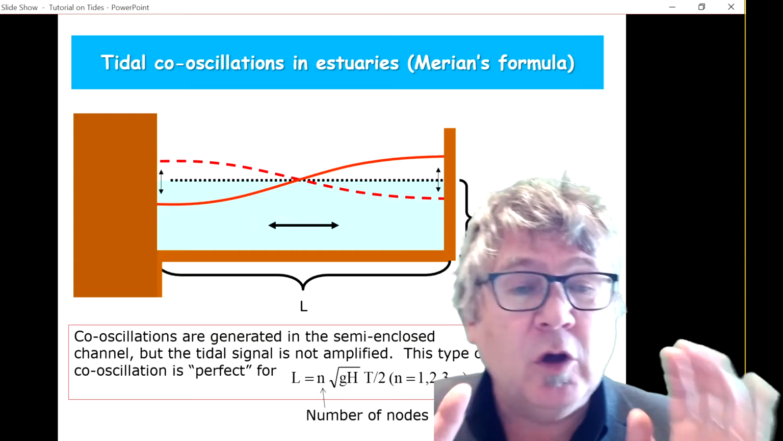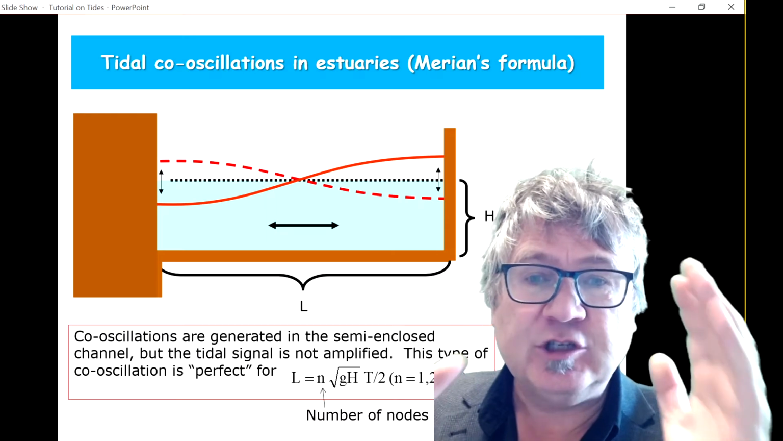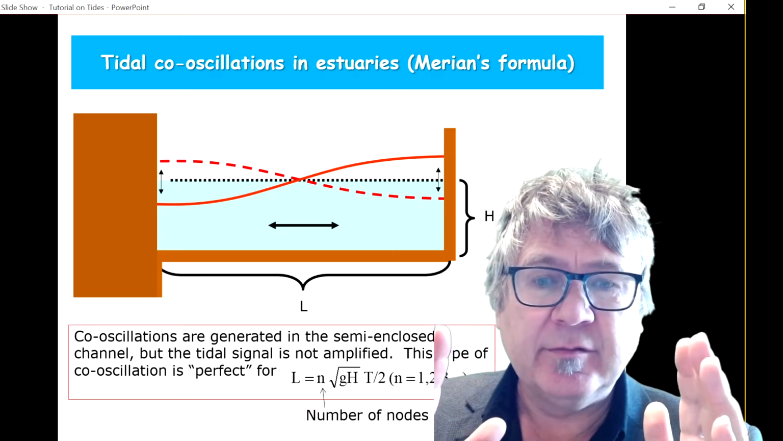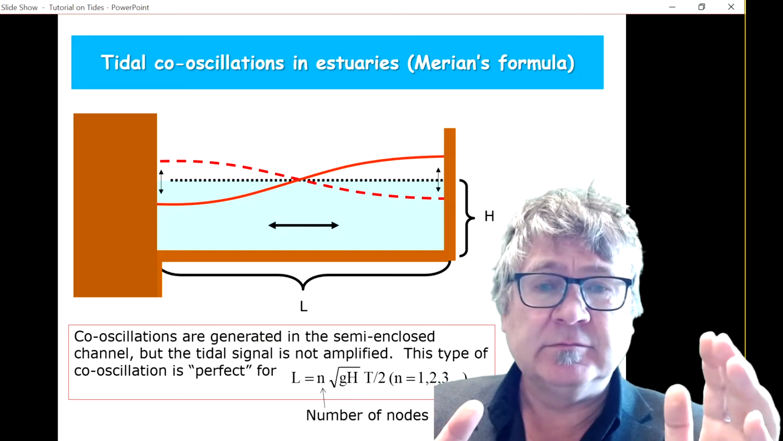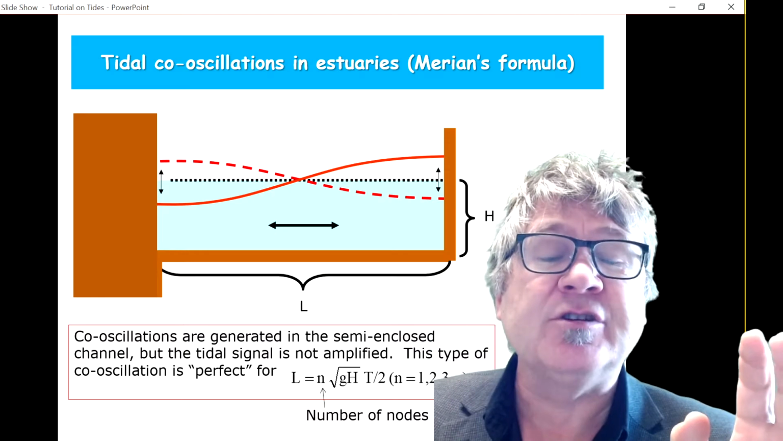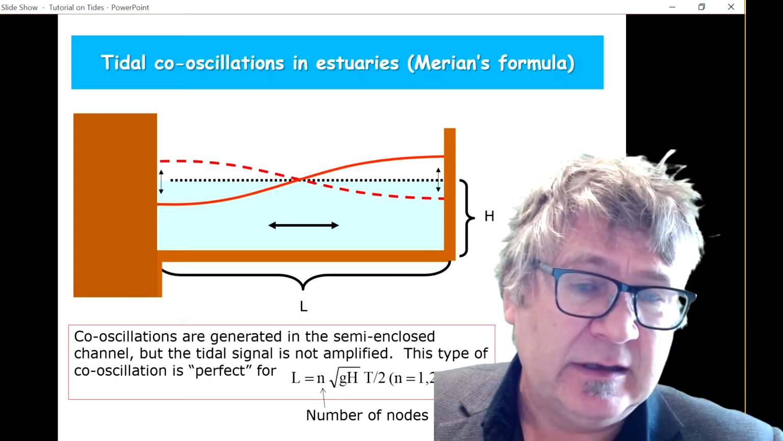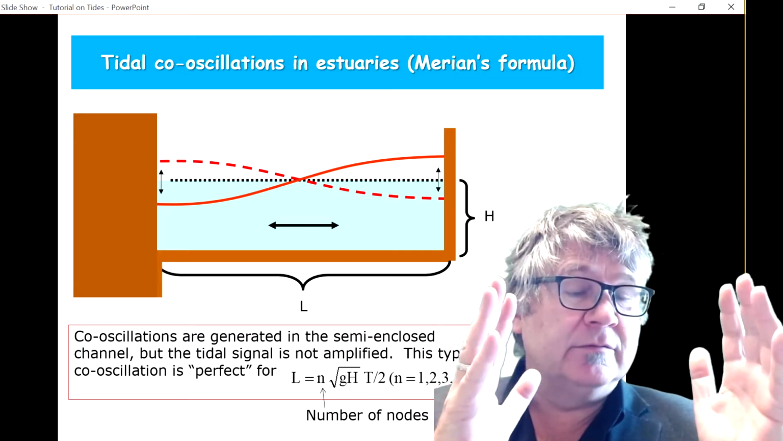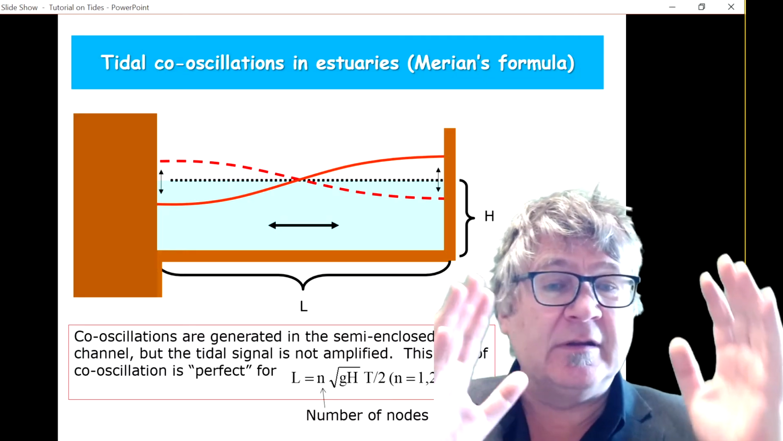So what we do is we look at a closed basin first. Just a closed basin, where the fluid depth, the total water depth, is capital H. We know what it is. We also know the length. Depth and length we know.